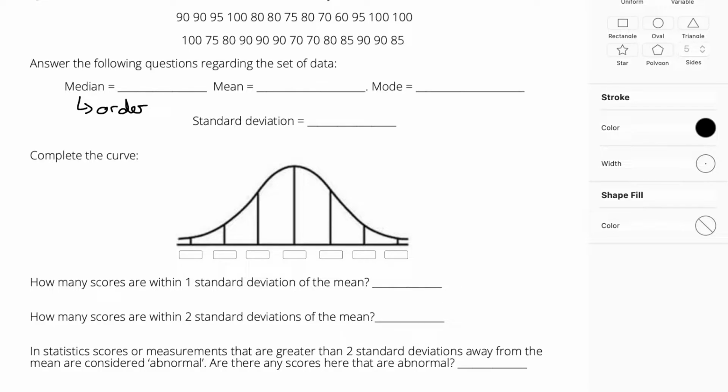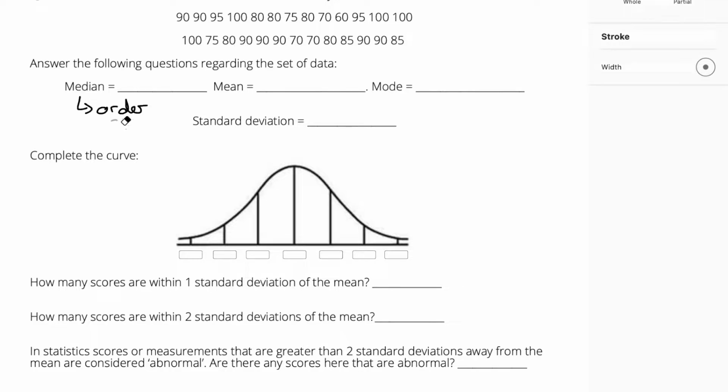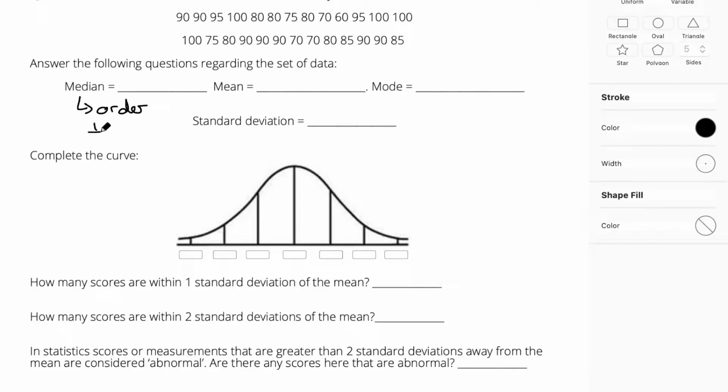When you order it, you've got 26 numbers. And if it's even, remember, to find where you're going to have your median value, you're going to have to do a half times n plus 1. So that's going to be, in our scenario, a half times 26 plus 1. So we're going to get 27 over 2, which is going to work out to be 13.5. So our value for our median is going to be between values 13 and 14.